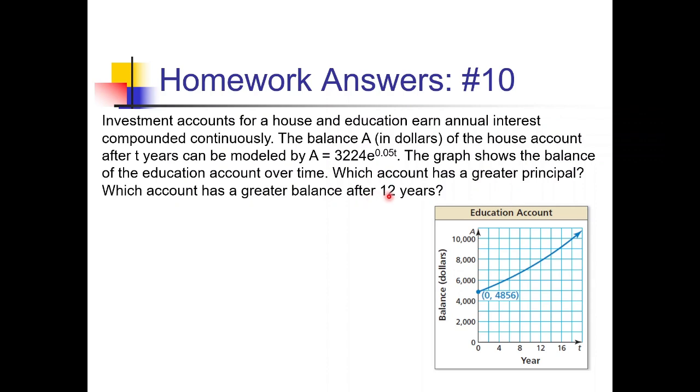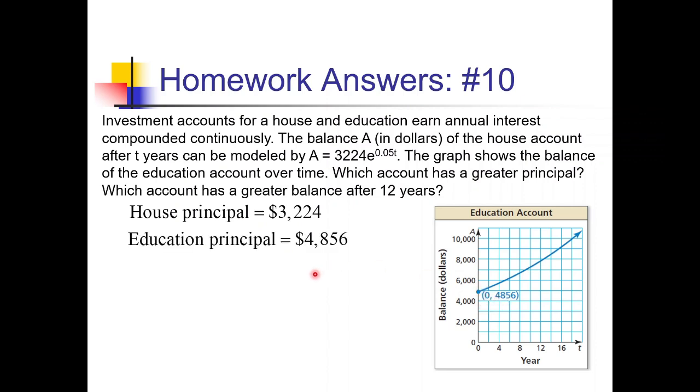So for the principal for the house, that's going to be this 3224 out in front. That's always your principal, is that initial value, that coefficient. And for the education, that's the y-intercept on the graph, which they said is 4,856. Well, it looks like education principal wins this one. Let's go ahead now and figure out the balance after 12 years.